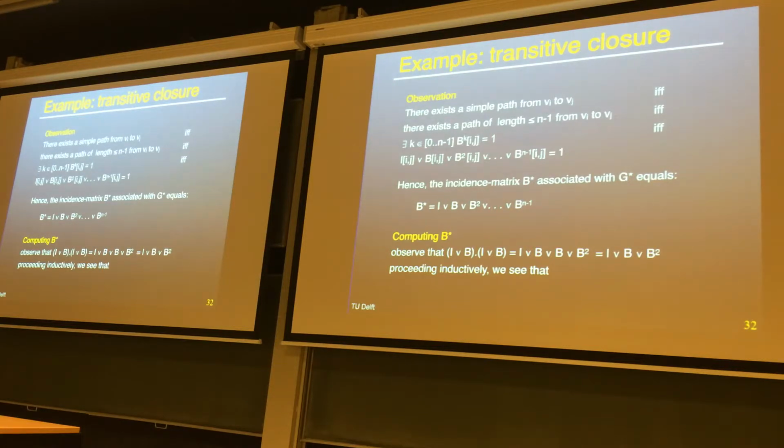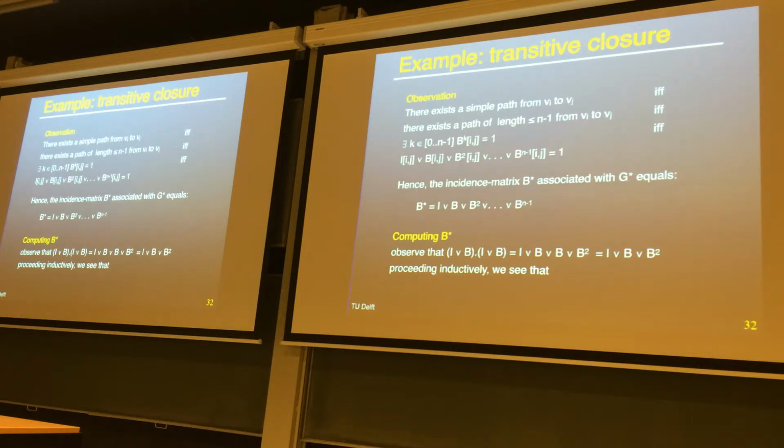What's the longest path in a graph containing n nodes? Well, that longest path can be of length at most n minus 1, because any path that's longer should contain a cycle. So we only have to compute powers until B to the power n minus 1. And there exists a path of length at most n minus 1 from Vi to Vj if we have a k in 0 until n minus 1 such that B to the power k ij equals 1.